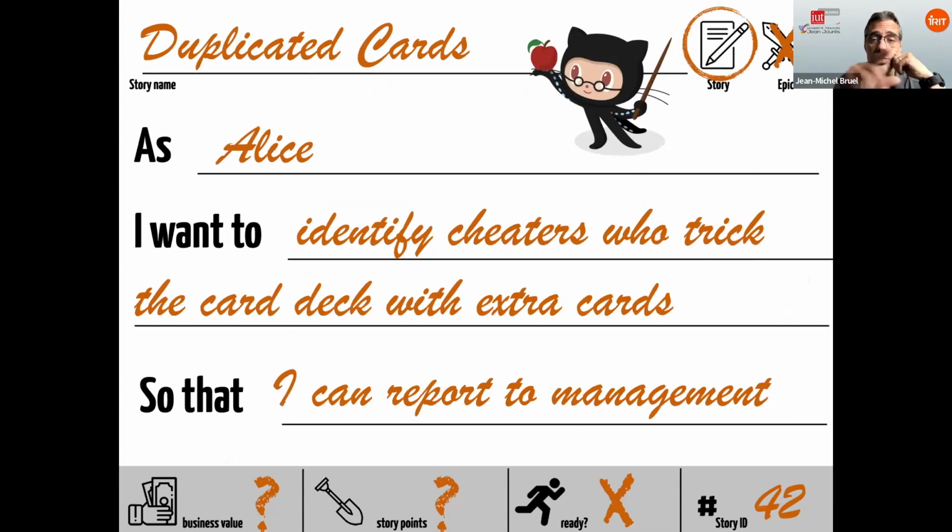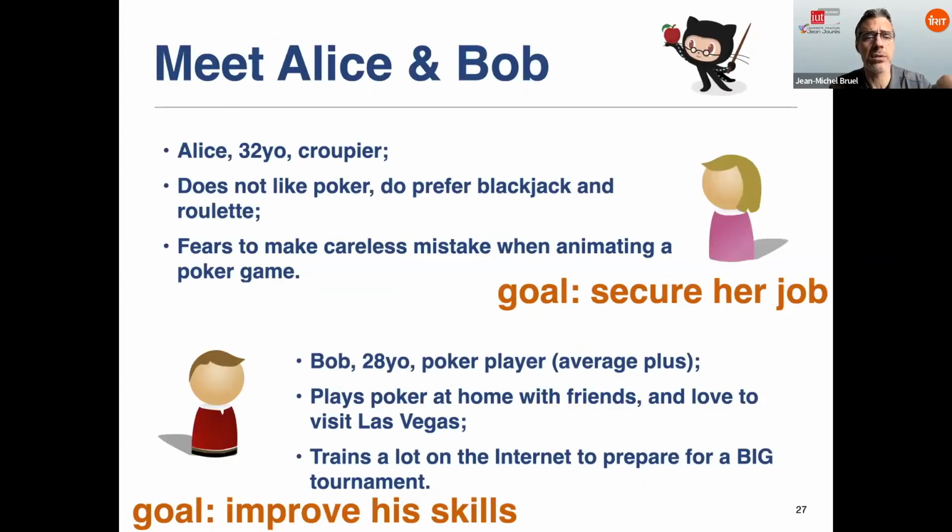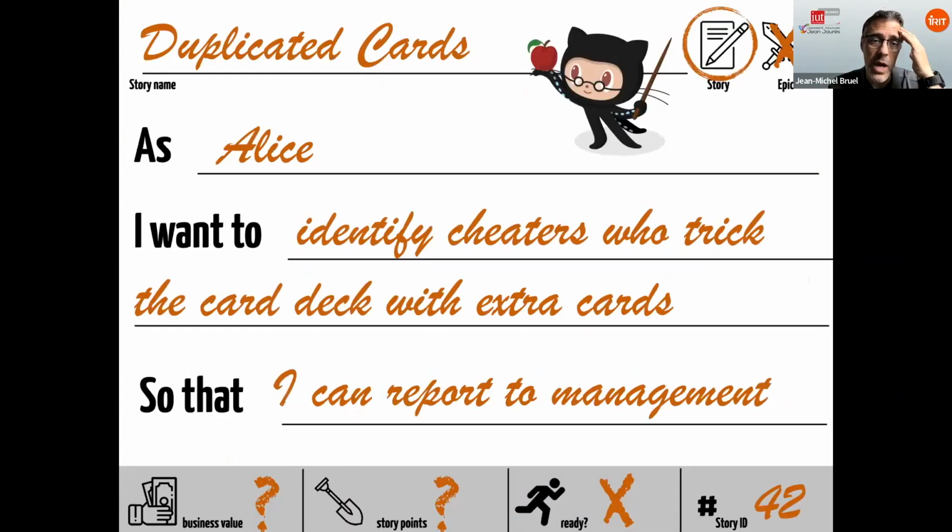So a user story will always start with "as a persona." Okay, so as Alice, who is Alice? Oh yes, Alice is the croupier, and she has a specific goal. So I want to, and then there's the description of the feature of the system. The system should allow Alice to do something.